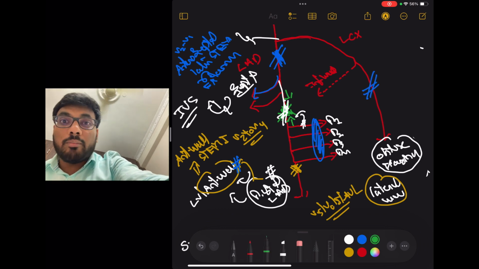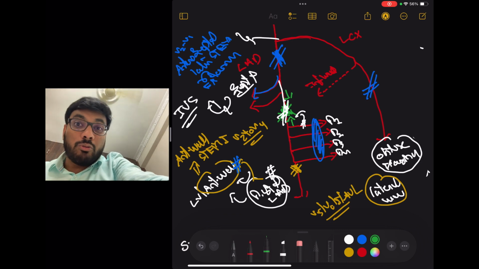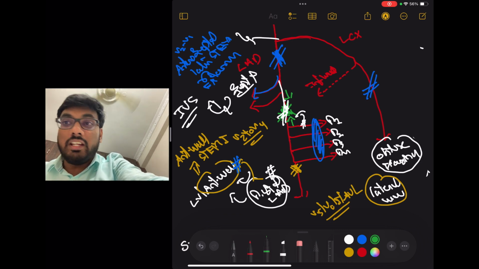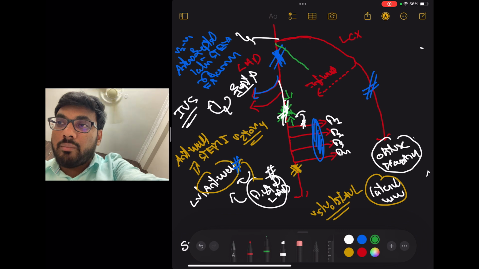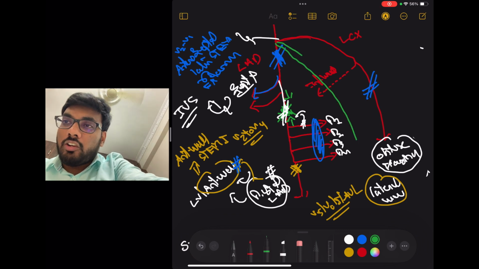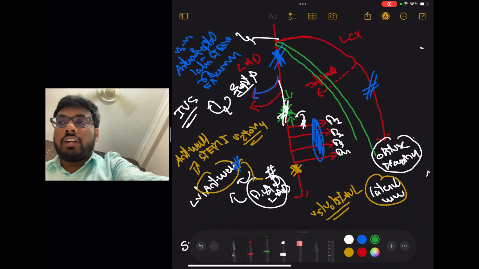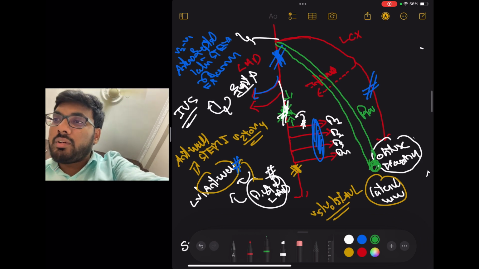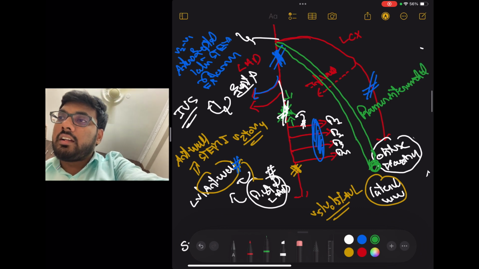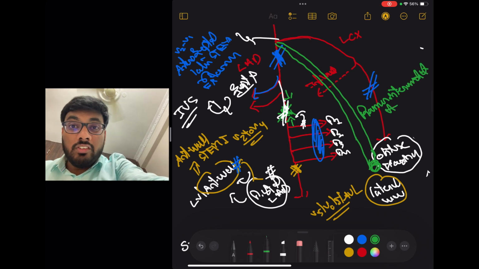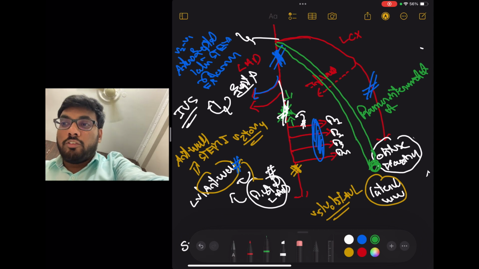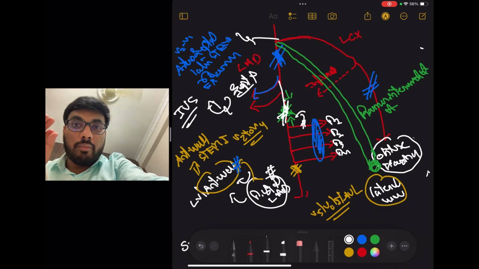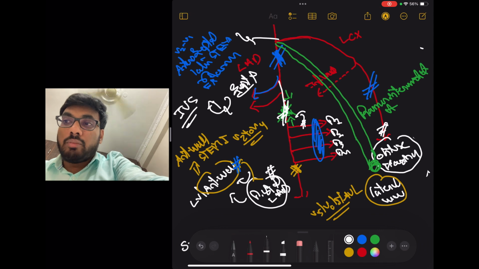Or sometimes there is a trifurcation of the LMCA. What is the third branch of the LMCA? Can anyone tell me? It is known as the ramus intermedius artery. That also supplies the lateral wall of the heart, right? It is seen in 20% of individuals. Therefore, only a lateral MI could be due to obtuse marginal branch occlusion, diagonal branch occlusion, or ramus intermedius artery occlusion.